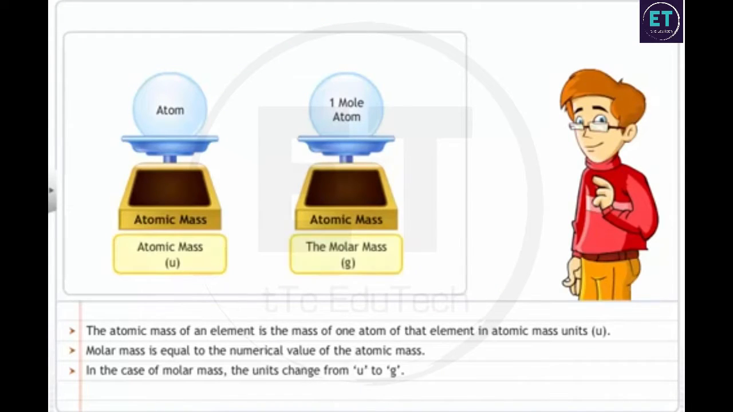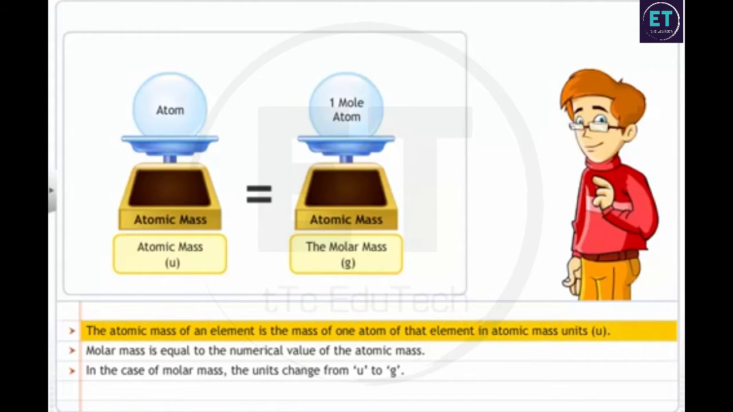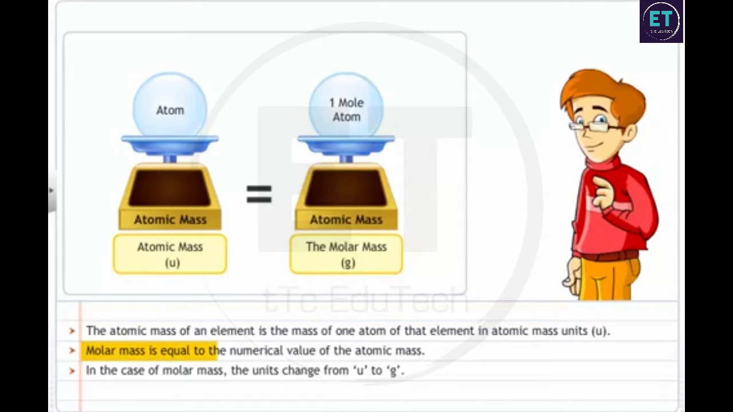Relative atomic or molecular mass in grams of a substance is equal to the mass of 1 mole. So, atomic mass unit, u, is the mass of one atom of that element. However, the molar mass, which is the mass of 1 mole of atoms of an element, has the same numerical value as that of atomic mass. However, in case of molar mass, the units change from atomic mass units u to grams g.